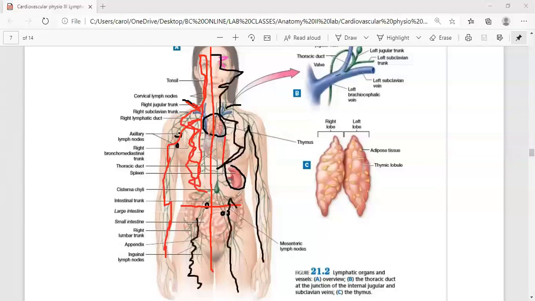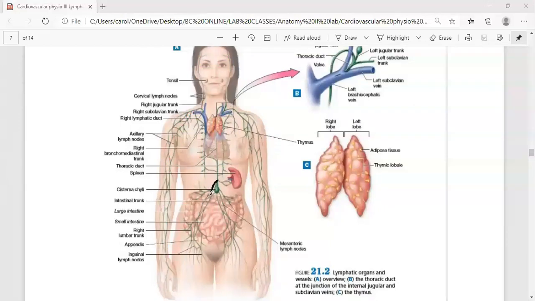Right here, we're going to have an enlargement, which is called the cisterna chyli, which is at the level of the abdomen, basically. This one is like a reservoir that is going to get all this fluid from here. From there, what's going to continue is called the thoracic duct. Here, thoracic duct right there.